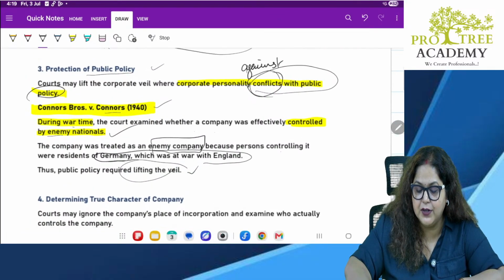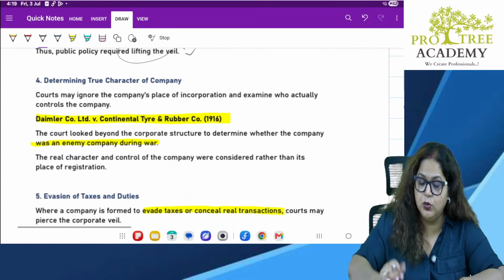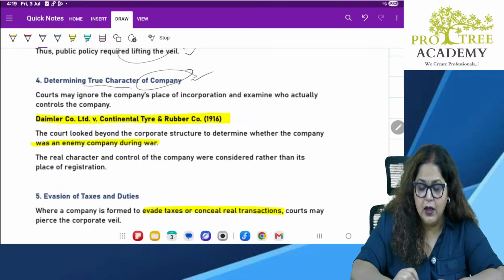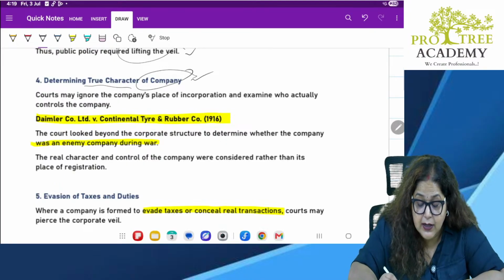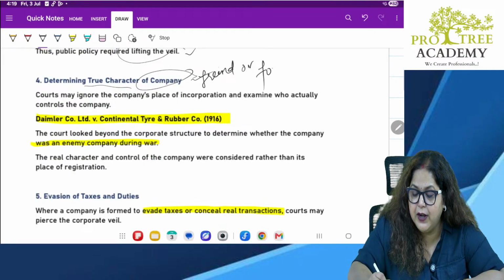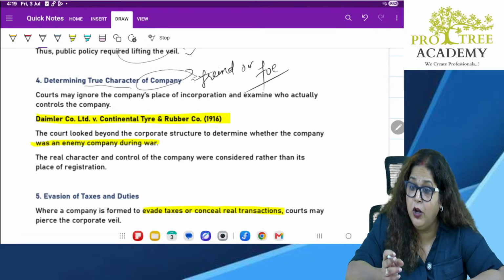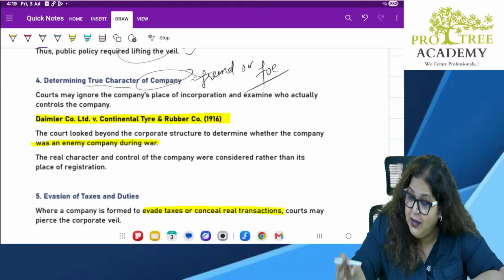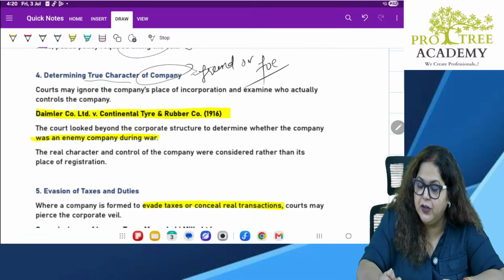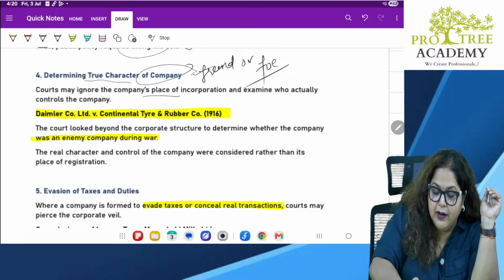The third case law, Connors Bros versus Connors, 1940. Determining the true character of the company. How will you determine the character of a company? Whether that company is your friend or foe, your enemy? How will you determine it when the control is by enemy country people? Are you getting? Yes. So courts may ignore the company's place of incorporation, wherever it is incorporated, and examine who actually controls the company.